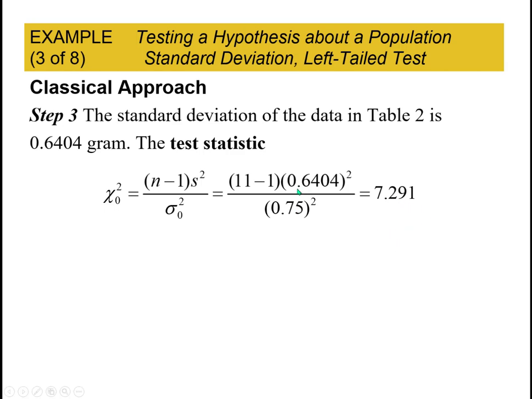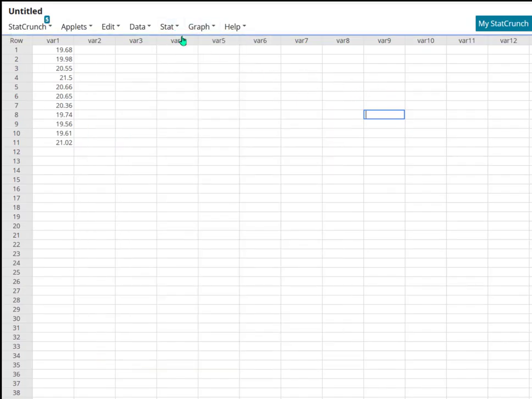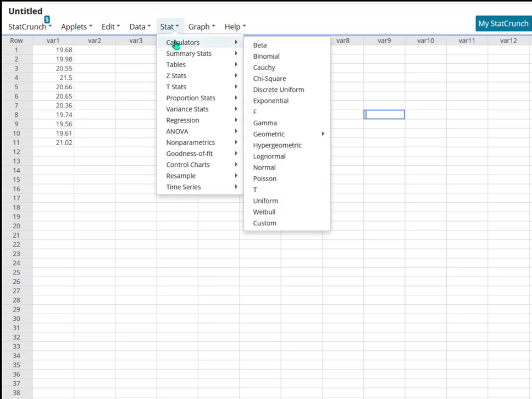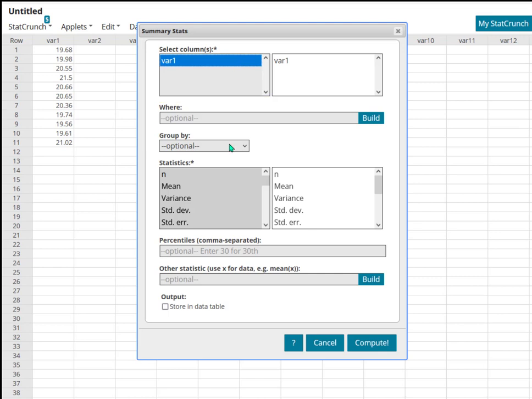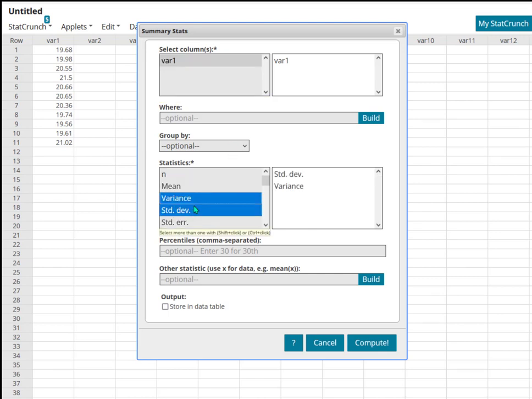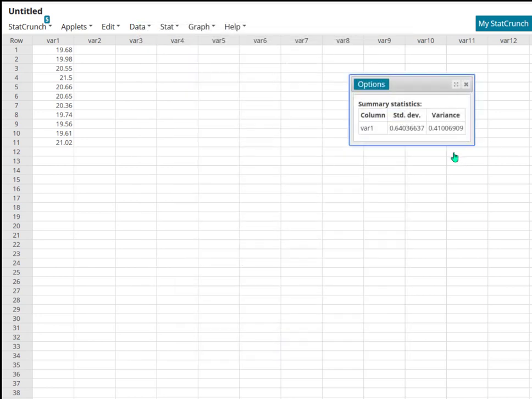Let me just go ahead and show you that we can get our sample standard deviation really quickly. Okay, so just as before, I had my data in StatCrunch, so I'm just going to go ahead and say summary stats, columns, and I can do my standard deviation, but I can also do my variance, because I actually need the number squared anyway. So the number 0.6404, if we round, is where we got that from. If you square it, you're going to get 0.4101 if you round that.